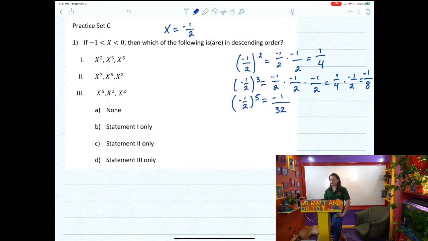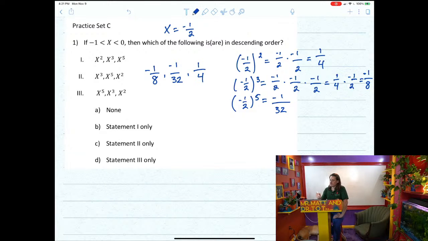Now you have to think about this. Negative 1 over 32 is closer to 0 than negative 1/8. Negative 1/8 has a larger magnitude, right? 1/8 we normally would think of as being a larger number than 1/32. However, we're talking about them being negative now. So negative 1/32 is actually a larger number than negative 1/8. So the smallest value here is going to be negative 1/8, then negative 1 over 32, and then positive 1/4.